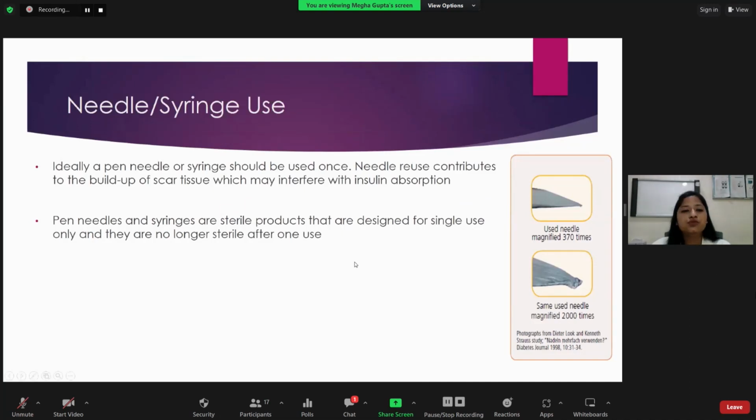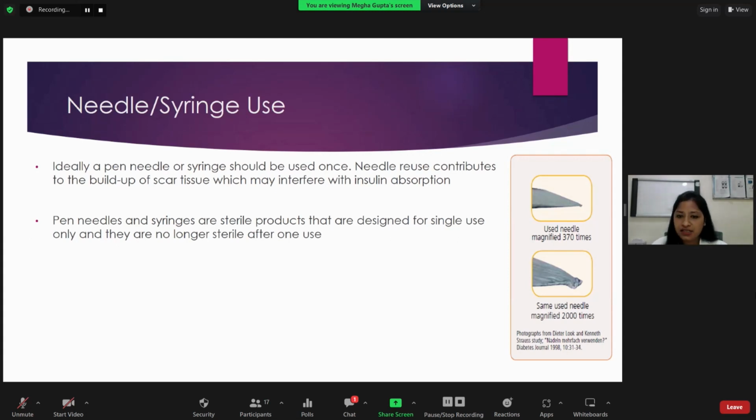Needle and syringe use. Ideally, one pen needle or syringe should be used once, but in India, people do use it many times. It is not economically good, so we say you can reuse it, but we have to tell the patient that reusing the needle can contribute to the buildup of scar tissue, which may interfere with insulin absorption. Ideally it has to be used only once, but a maximum of 2 to 3 times we can tell, not more than that.